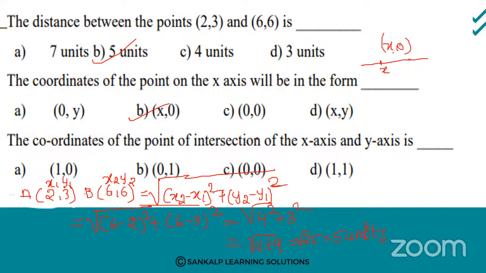Next, coordinates of the point of intersection of x-axis and y-axis. So this is x-axis, this is y-axis, where will they intersect? At this point, we call it the origin. That means we have to find out the coordinates of the origin. That is 0 and 0, right? So 0 and 0. Option C is right.